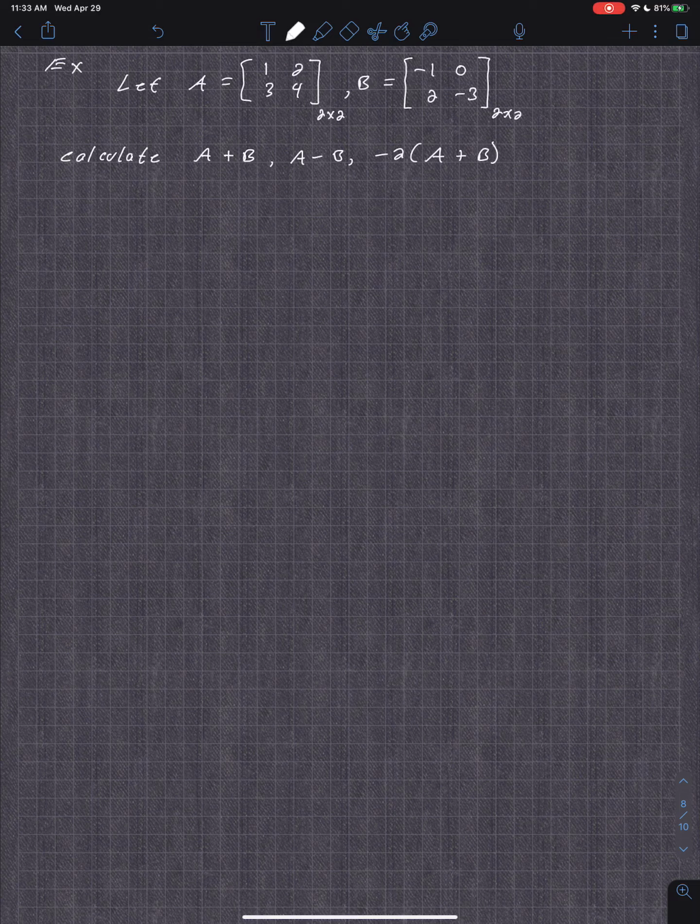Let's do some examples of addition, subtraction, and scalar multiplication of matrices. These are just 2 by 2 matrices. Let's do A plus B and subtract them. Just try it if you're comfortable with everything before we get going. All right, so we want to calculate those.